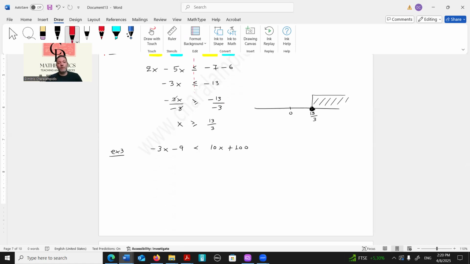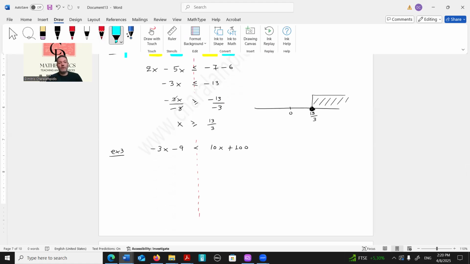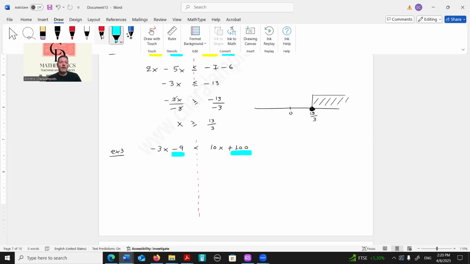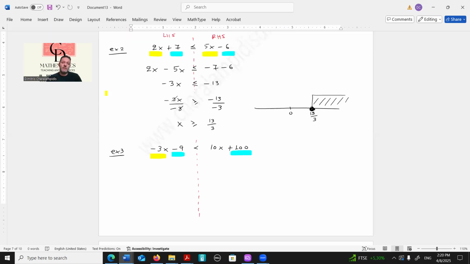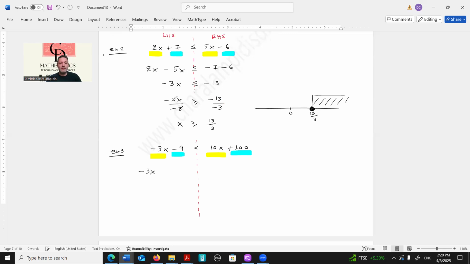Again, I'll begin by drawing this imaginary line. Then I will color all variable terms, meaning those that include x, yellow, and all the constant ones blue. I need to bring all yellow ones to the left. -3x was already there, so nothing changes. 10x was at the right, now it will move to the left, so it's going to be -10x, smaller than. -9 was at the left, now it should move to the right, it's going to be +9 plus 100.